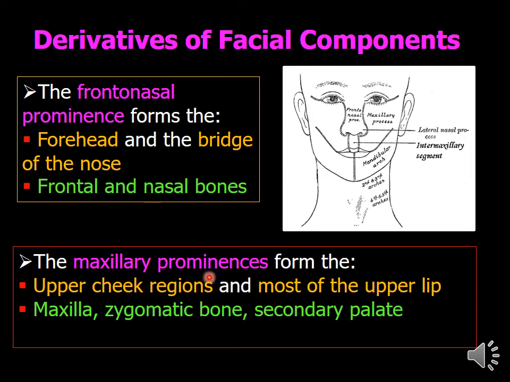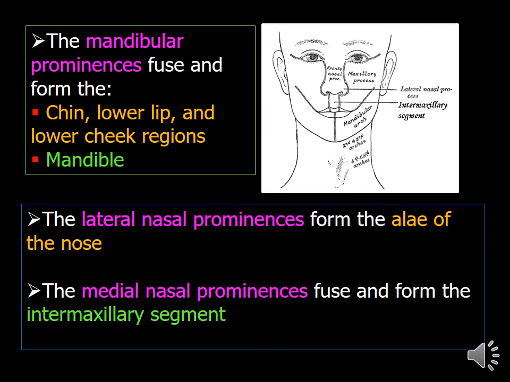The maxillary prominence forms the upper cheek region when it fuses with the mandible, and most of the upper lip when it fuses with the medial nasal prominence. It also gives the maxilla, zygomatic bone, and secondary palate. Whereas the mandibular prominences fuse from two sides at the midline, forming the chin, the lower lip, and lower cheek region. The lower cheek region arises from its fusion with the maxillary prominence, also the mandible.